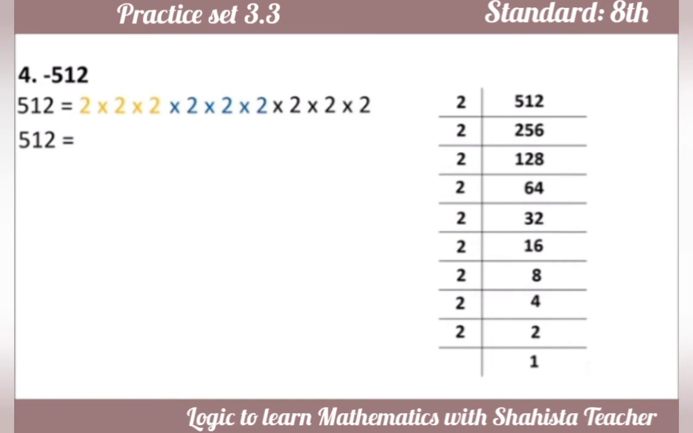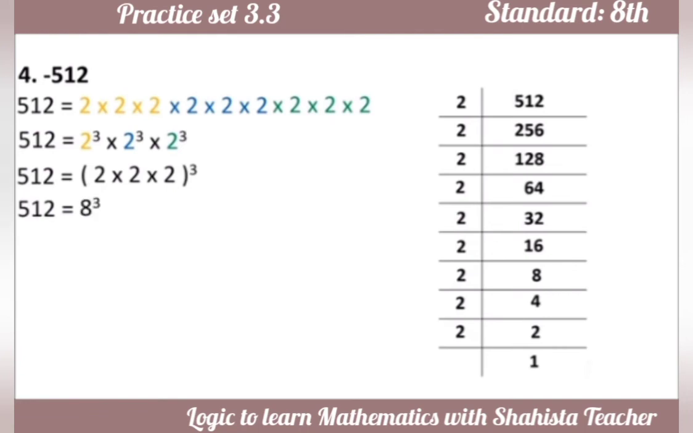This blue color, 2 cube. And lastly green color, 2 cube. So 2 cube into 2 cube into 2 cube. 512 is equal to 2 cube into 2 cube into 2 cube. So here we are going to write 512 is equal to, make the bracket, 2 into 2 into 2, close the bracket, keep there 3. 512 is equal to 8 cube. 2 2s are 4, 4 2s are 8, 8 cube. Now cube root of minus 512, because the question is minus. So cube root of minus 512 is equal to minus 8. Is that clear? We finish question number 1, all the 4 sub questions.